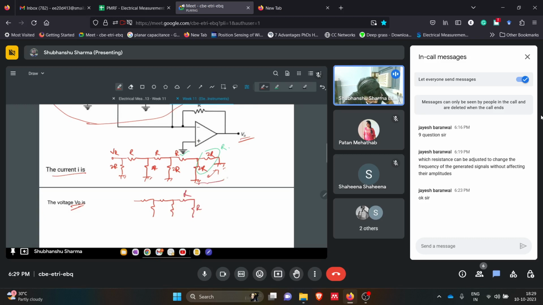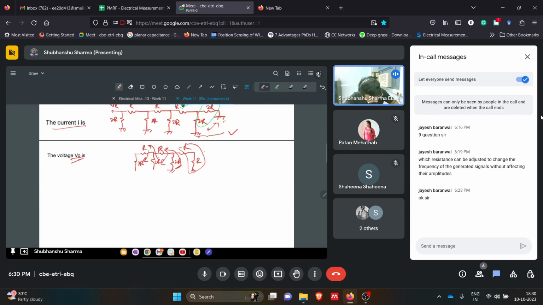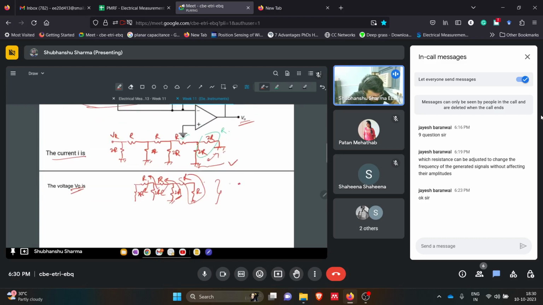So this we have solved. This is grounded, 2R, R, 2R, R, 2R. So this again will be 2R, and 2R in parallel with 2R will be R. Then again in series with R, that will be 2R. Again parallel, R, then 2R, then R. And finally, we will be having something like this. This is VR, this is R grounded. Okay.